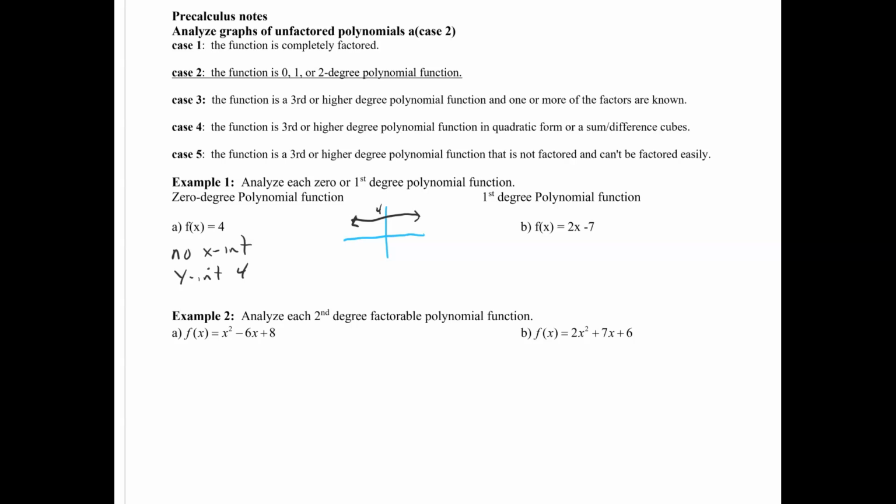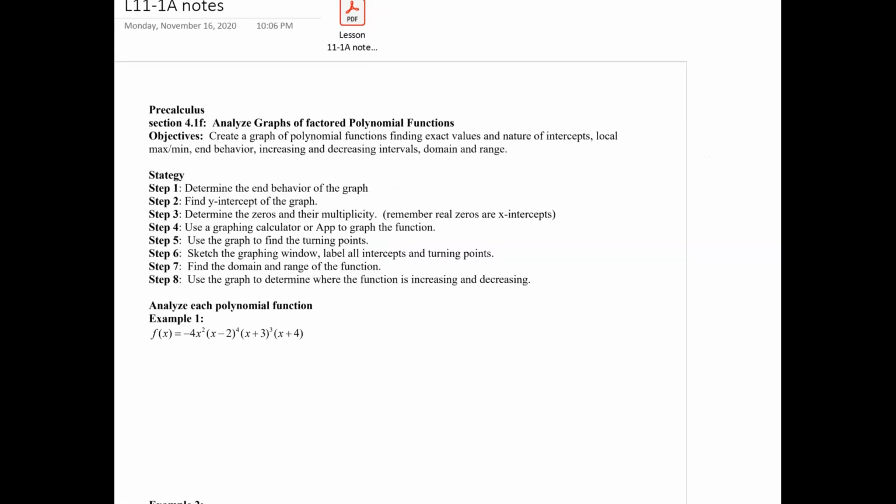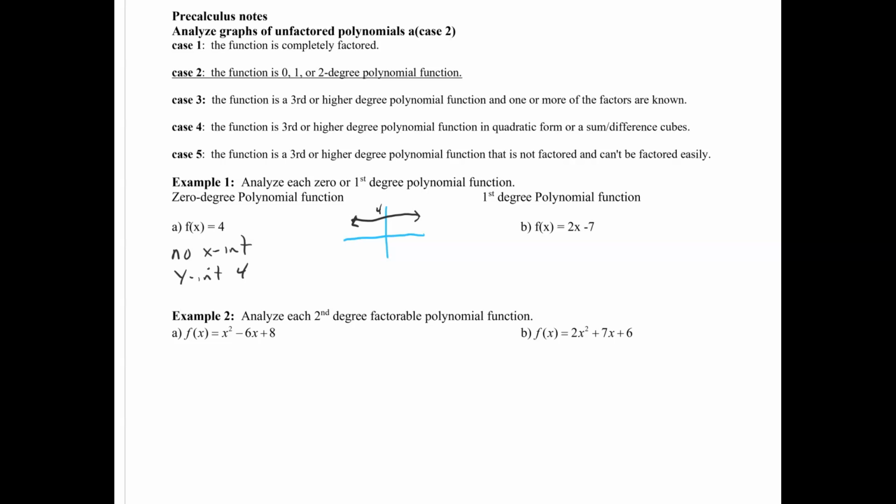Let's take a look at what we need here. So here's all of the things in analyzing. Determining the end behavior doesn't so much apply because the function itself is its own end behavior. It's not approaching anything. It's just staying constant. So end behavior is just the function y equals 4. It's the same function.